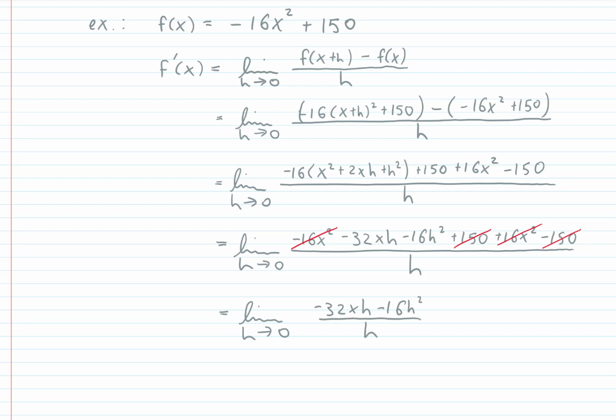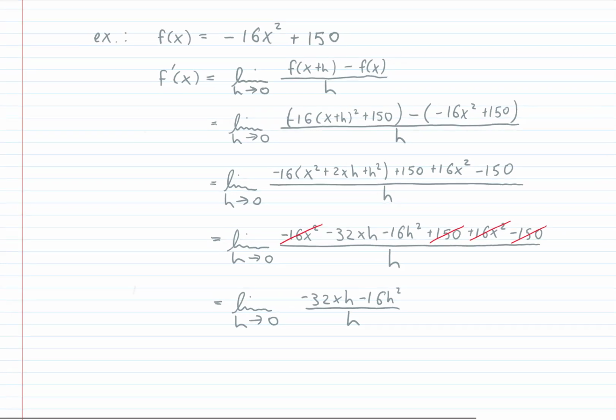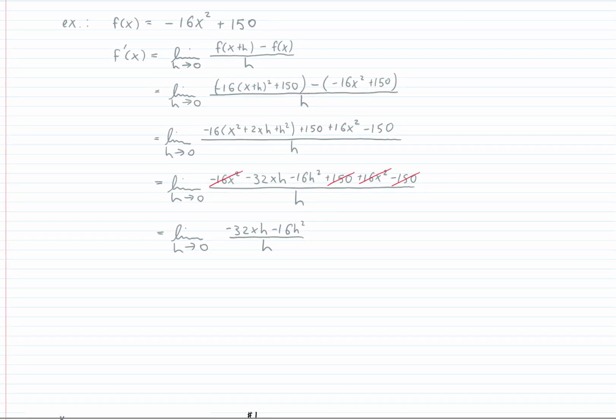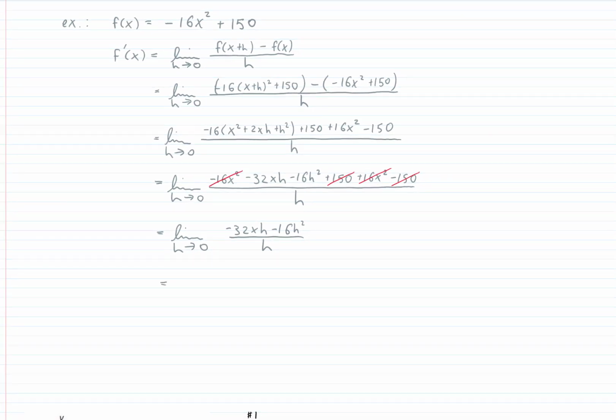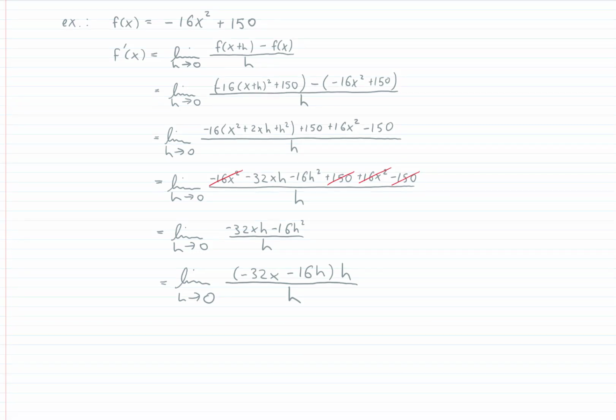And the important thing to notice here is that everything on top has an h in it. So I can factor h out on the top. And I can write negative 32x minus 16h times h. And the reason why that's so important is because now that h that I factored out will cancel out with the h on the bottom.